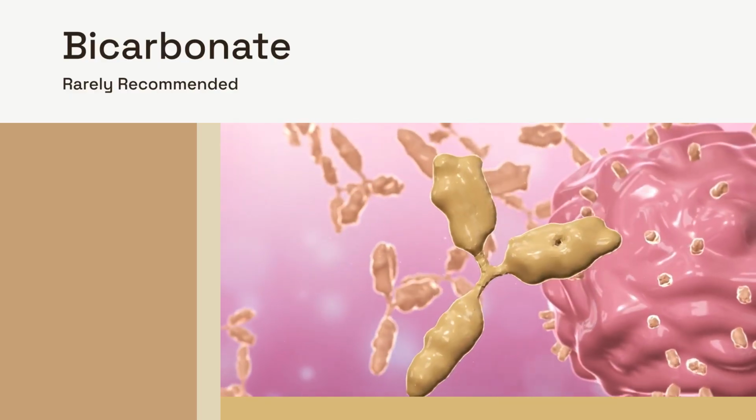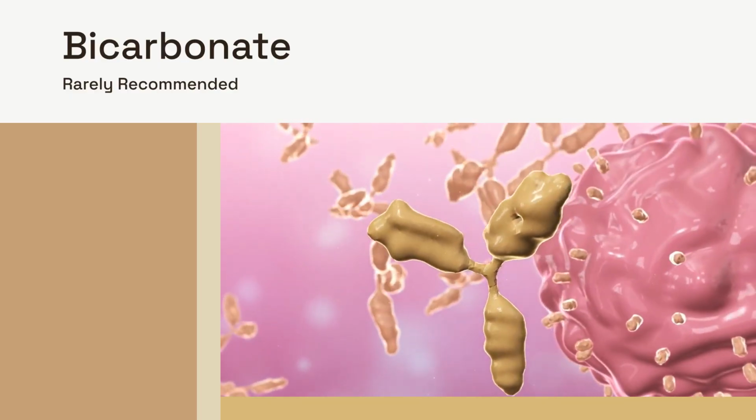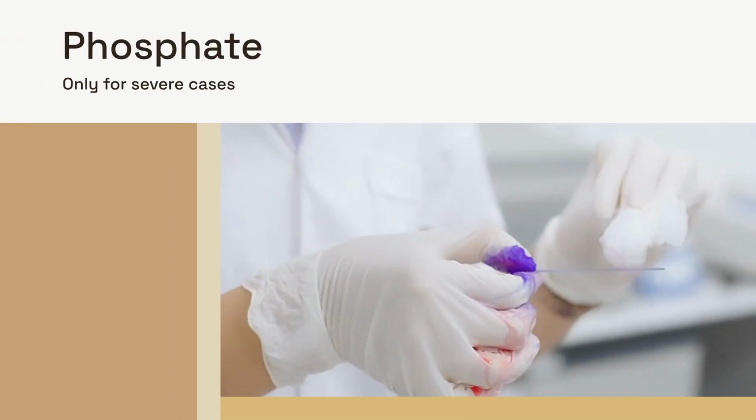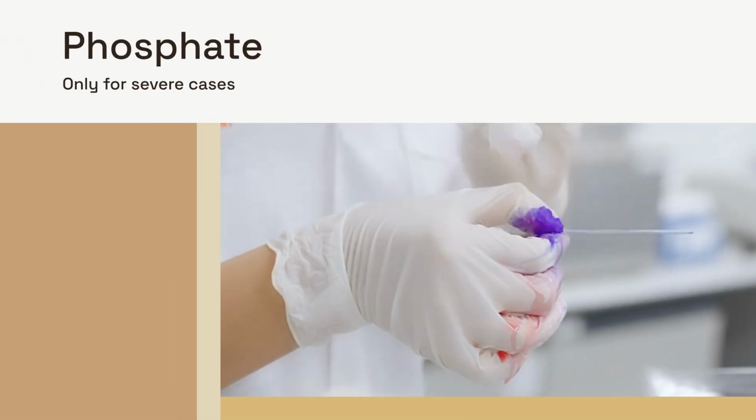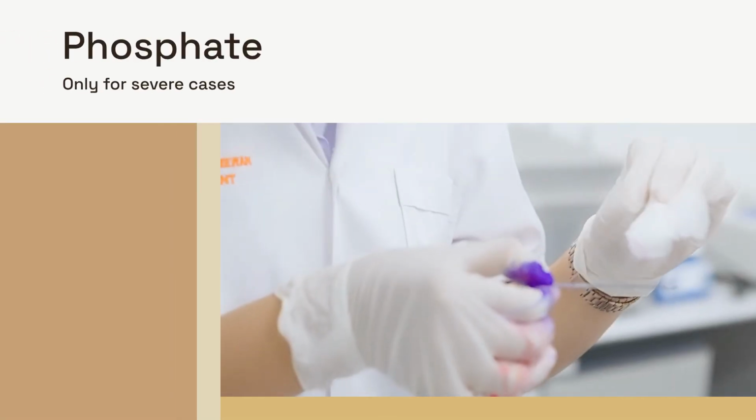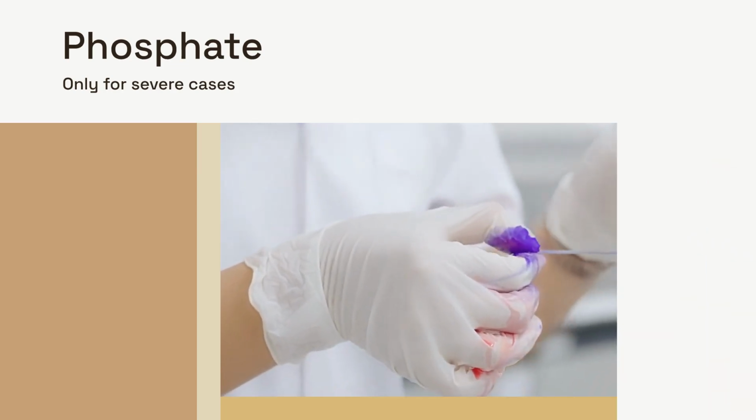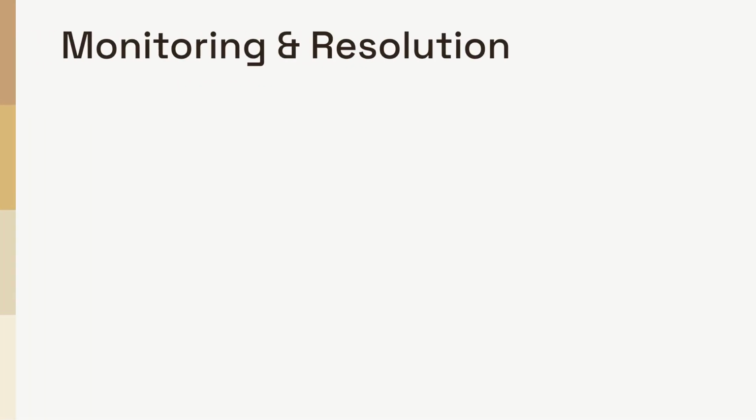Reserve it only for severe acidemia, specifically pH below 6.9. Phosphate replacement is also not routine. Only replace if the patient has severe hypophosphatemia, cardiac dysfunction, or severe muscle weakness. Continuous monitoring is essential to confirm treatment effectiveness and determine when DKA has resolved.